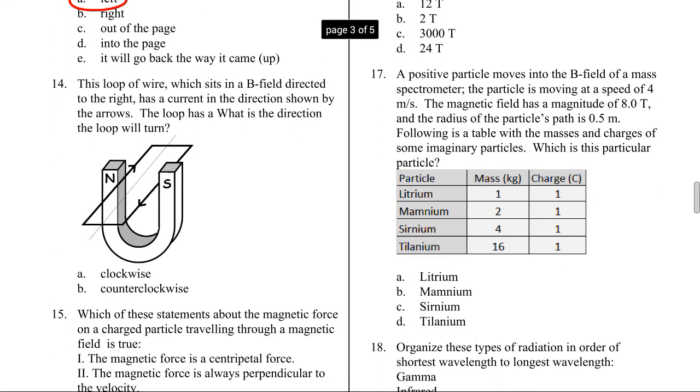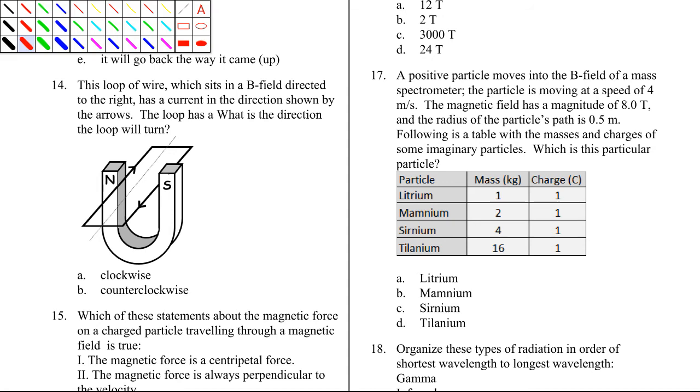This loop of wire sits in a B field directed to the right. So if you got that question wrong earlier, here it tells you your magnetic fields run from north to south. The direction of the current in the wires is as shown. What is the direction the loop will turn? All right, so let's just take this left side first. I have a current into the page.